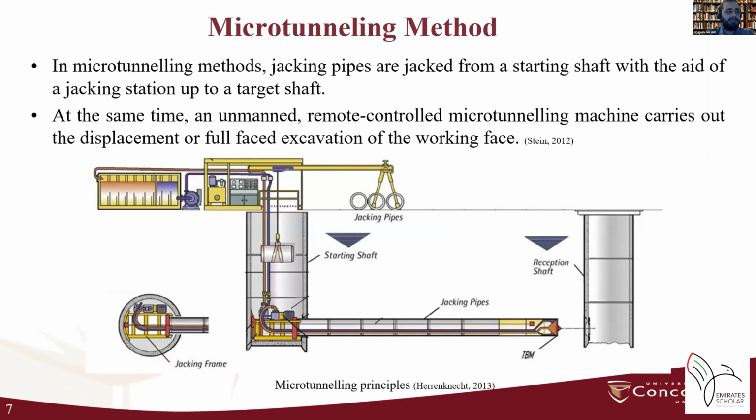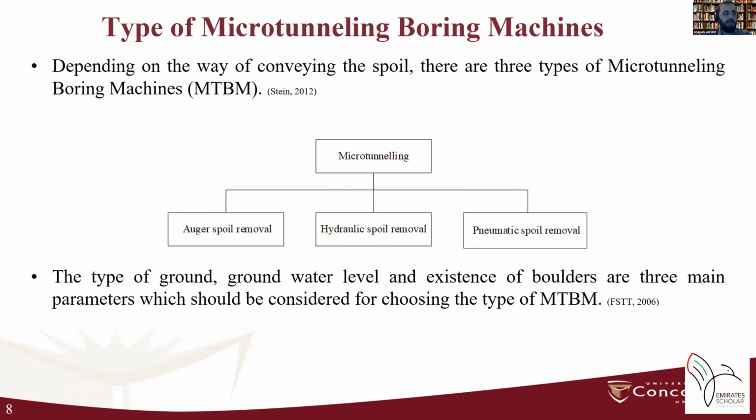As an alternative to the cut and cover method, in the microtunneling method, as we can see in this figure, the jacking pipes are jacked from a starting shaft up to a target shaft. And at the same time, a remote control microtunneling machine carries out the full face excavation of the working face. Depending on the way of conveying the spoil, there are three types of microtunneling boring machines, including auger spoil removal, hydraulic spoil removal, or pneumatic spoil removal. Some important parameters like type of the ground, groundwater level, and existence of boulders should be considered for selecting the type of MTBM.